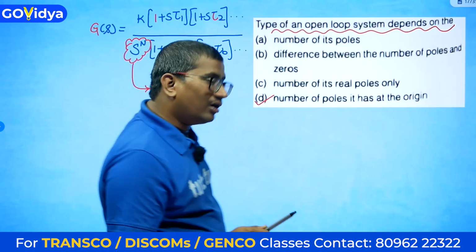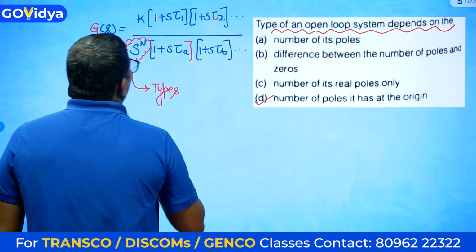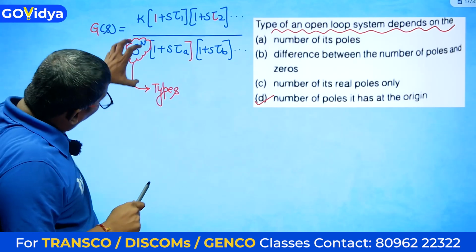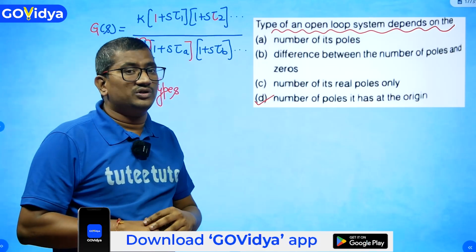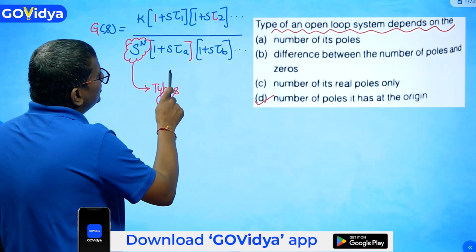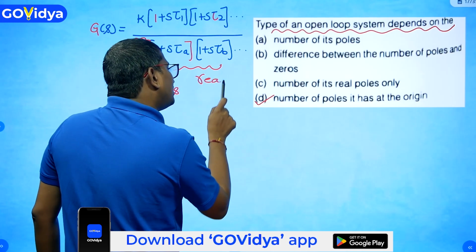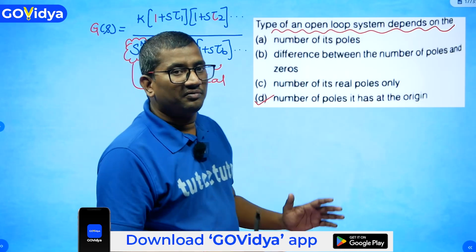If it were the order of the system, you could use either the open loop system or the closed loop system, it doesn't matter. Along with the poles at the origin, you have to check the other poles also. So what are these poles? Real poles. What are these poles? Real poles. These are poles at the origin. Okay, so that's the difference between these two.